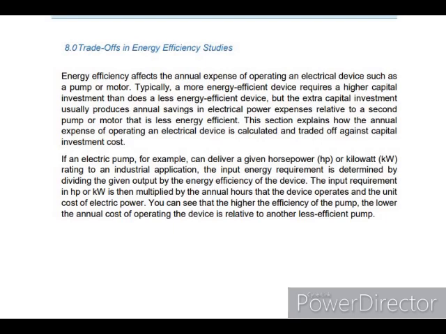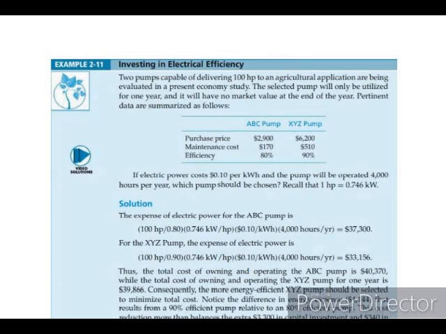So you can see that the higher the efficiency of the pump, the lower the annual cost of operating the device relative to another less efficient pump. That is true because when the device has a higher efficiency, it will consume less energy, and that will entail less cost. So this example 2-11 will show us how to decide if we are going to invest in electrical efficiency devices.